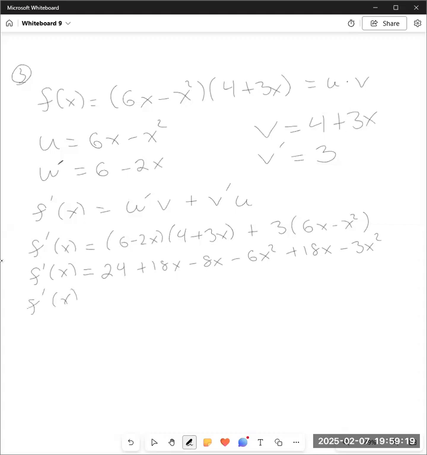F prime of x, going to try and write everything in descending order of exponents. So negative 6x squared minus 3x squared is a negative 9x squared. 18 minus 8 is 10. 10 plus 18 is 28x. And then we have a plus 24 on the end.